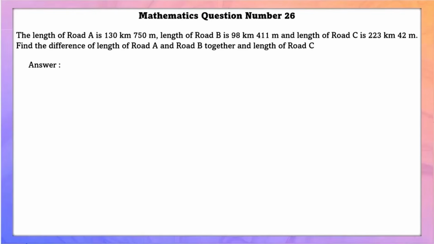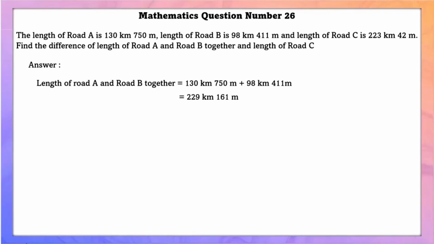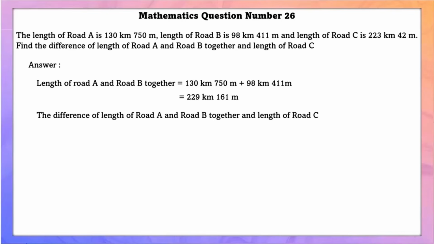Mathematics question number 26. The length of road A is 130 km 750 meter, length of road B is 98 km 411 meter and length of road C is 223 km 42 meters. Find the difference of length of road A and B together and the length of road C. Length of road A and B together is equal to 229 km 161 meters. Difference of length of road A and B together and length of road C is equal to 6 kilometers 119 meters.